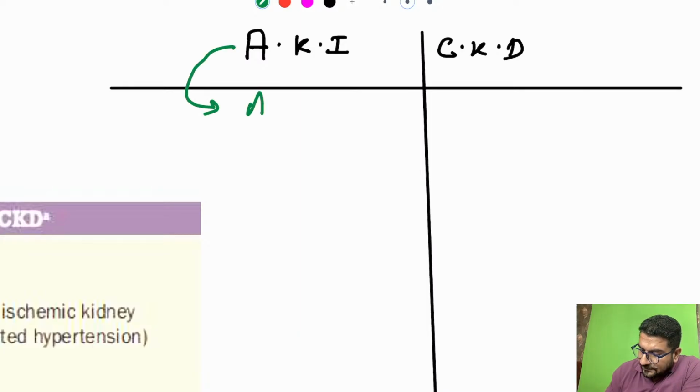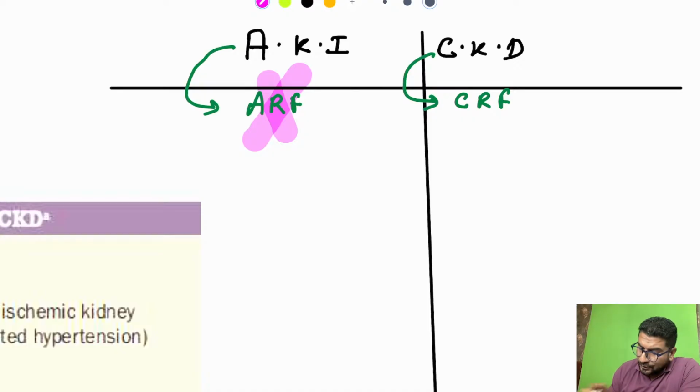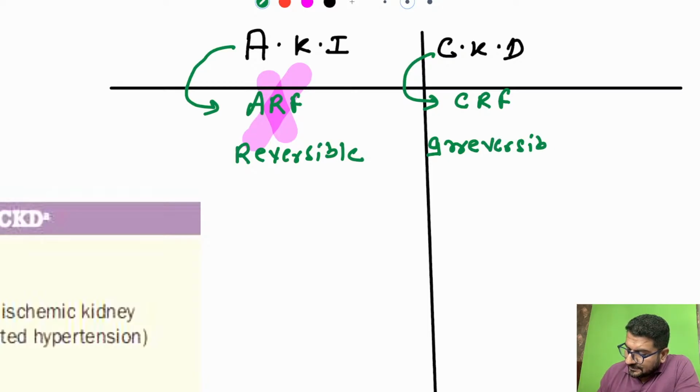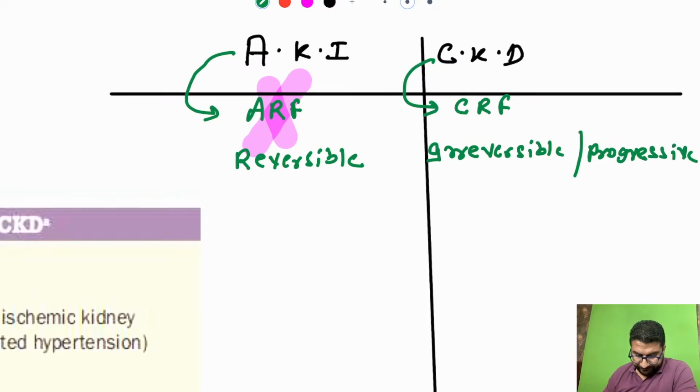AKI was previously called ARF, CKD is still called CRF, लेकिन AKI को अब ARF नहीं बोलते, तो मैं इसको काट दे रहा हूँ. So why we don't call this ARF? Because AKI is reversible. जब reversible है तो failure नहीं बोलोगे इसको. CKD is still called CRF because this is irreversible and progressive. तो यहाँ पर तो ये progress करते चले जाएगा, right.